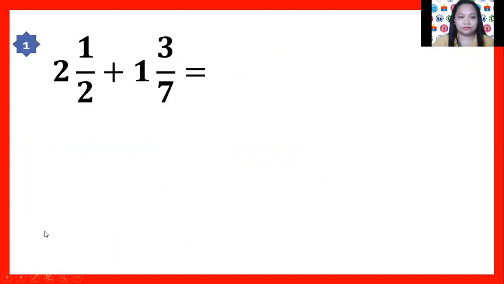Let's continue. 2 and 1/2 plus 1 and 3/7 are dissimilar mixed numbers. Therefore, we need to find the LCD and change them to equivalent fractions.